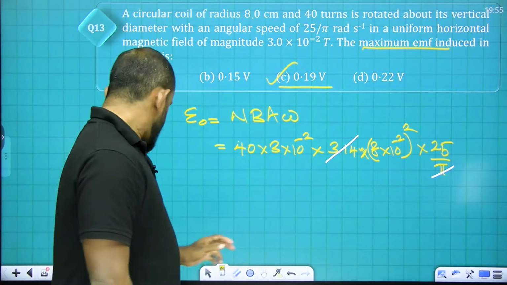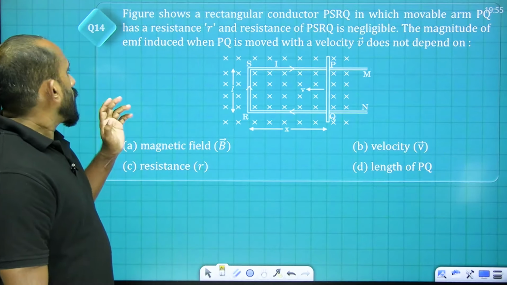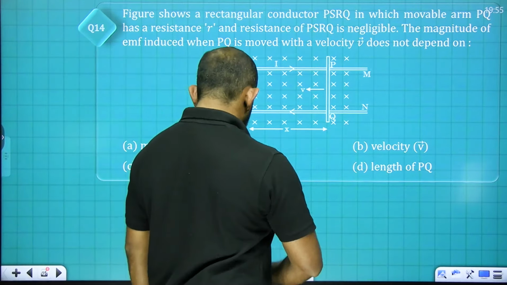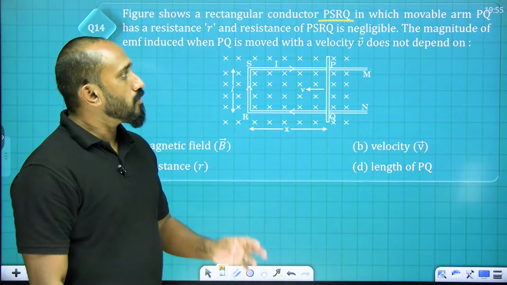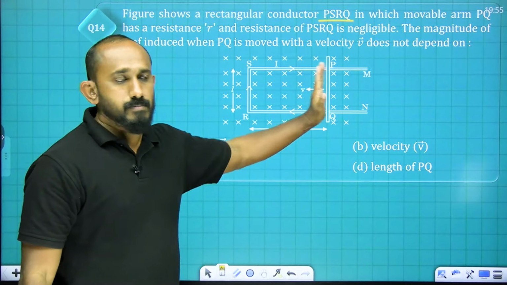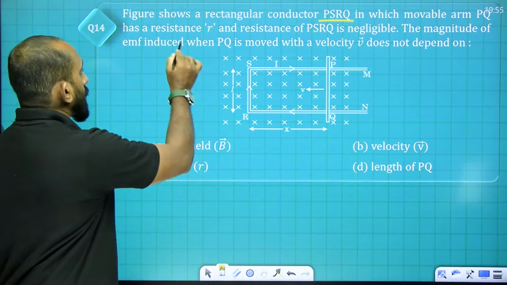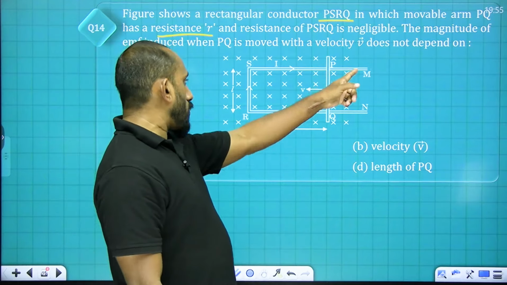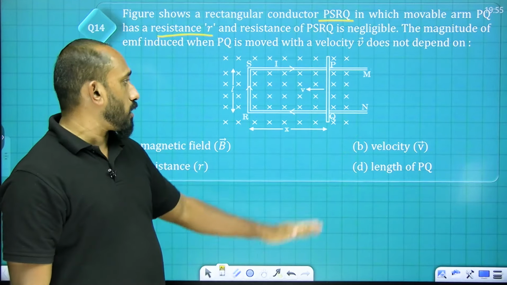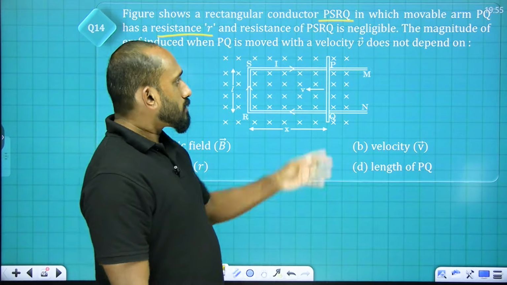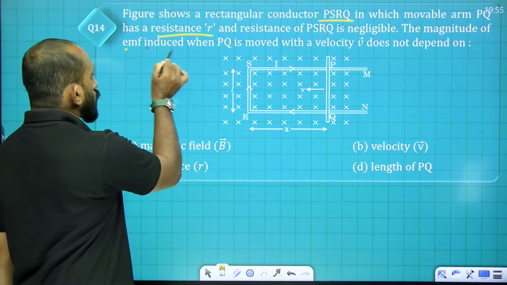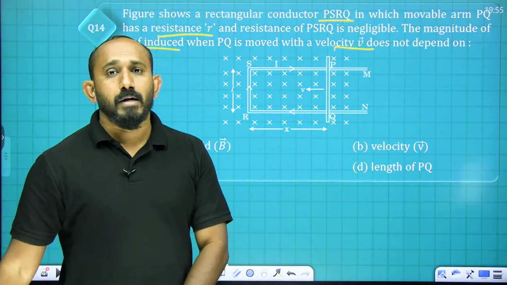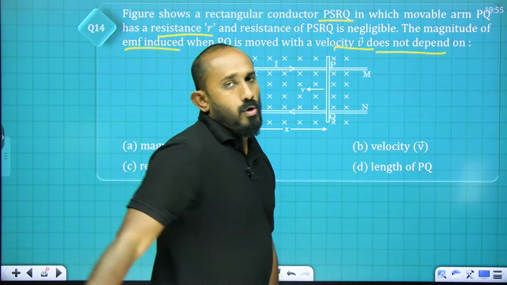May I go to the next question? The figure shows a rectangular conductor PSRQ in which the movable arm PQ has resistance r, and the resistance of PSRQ is negligible. Only PQ has the small resistance r. The magnitude of EMF induced when PQ is moved with a velocity V does not depend upon. See, does not depend upon.